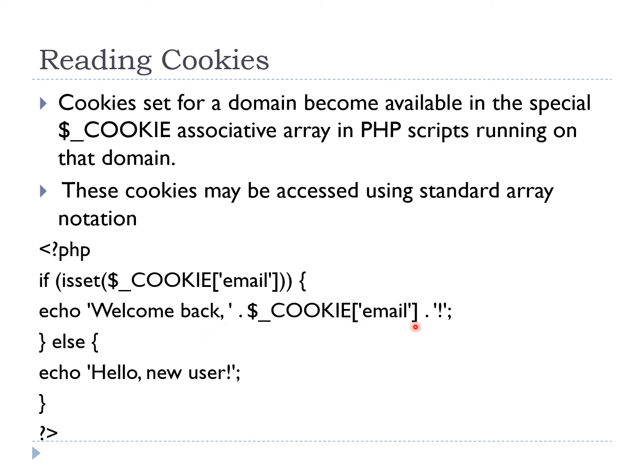In the setcookie function, we already set the cookie email as joe@somewebsite.com. If you are trying to access that particular cookie, the isset function is used to check whether a variable is set or not. If $_COOKIE['email'] is set, then the if part will work, so it produces a message like "Welcome back, joe@somewebsite.com". That will be displayed. Else it will display "Hello new user".